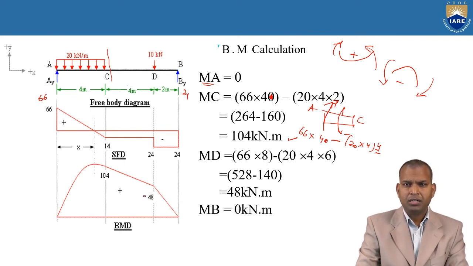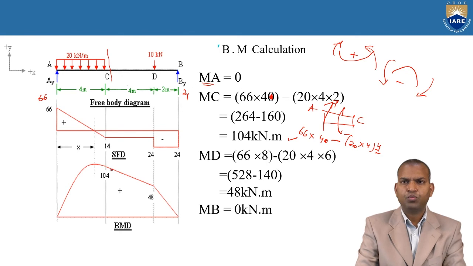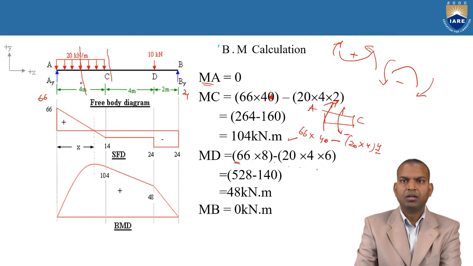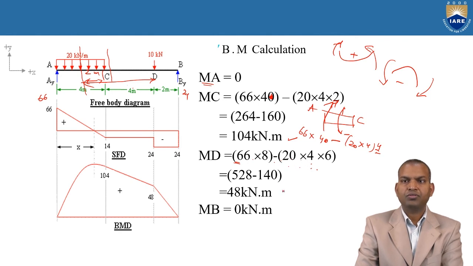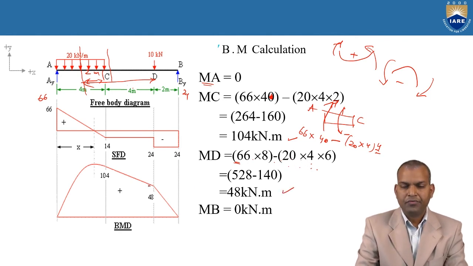Now coming to point D, what is the value at point D? 66 kilonewtons into 8 meters minus 20 into 4 into 6, because the concentrated load is 2 meters from here to here, and 2 plus 4 is 6. That's minus 20 into 4 into 6. That value is 48 kilonewton meter. We got it. Now the bending moment values have tremendously reduced from point C to point D.